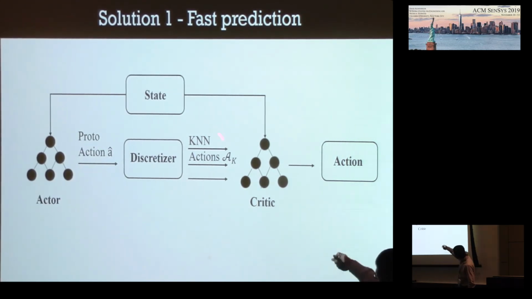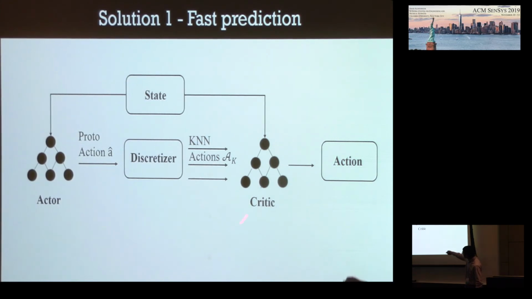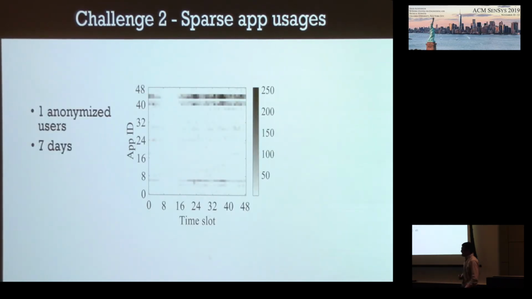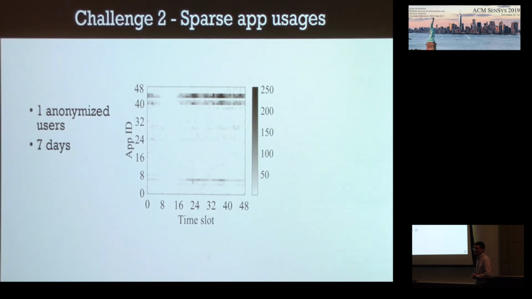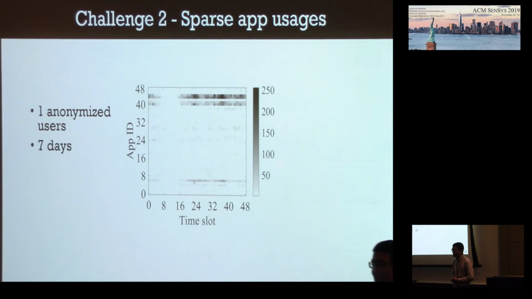Based on the set, we will have another critic network. This network will choose from the set to find the most likely action that the user will use. So this is a rough idea of this architecture, and now we can do the fast prediction. Can we run this system on the smartphone now?